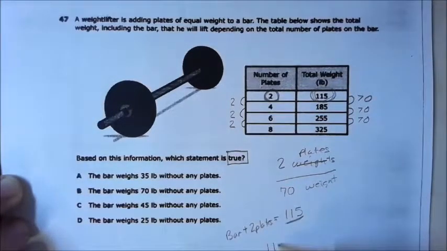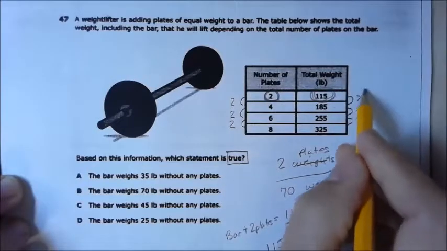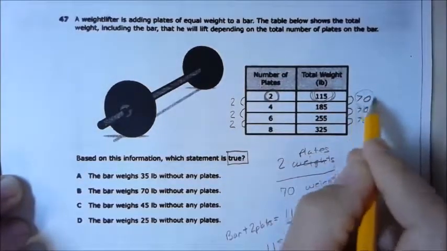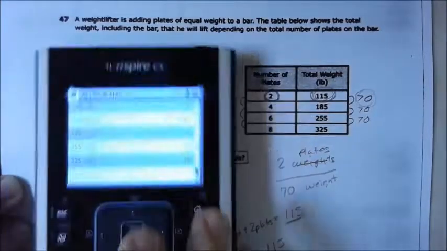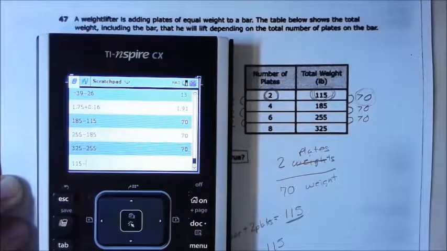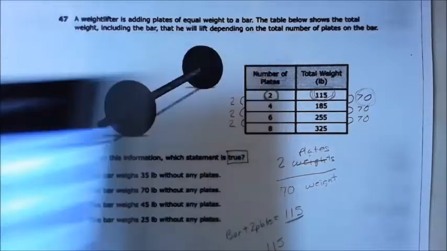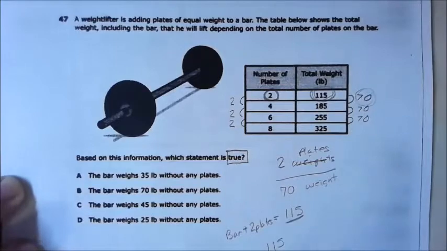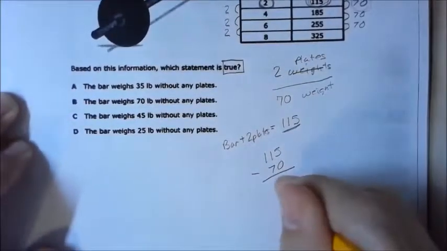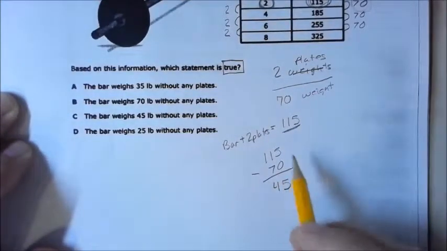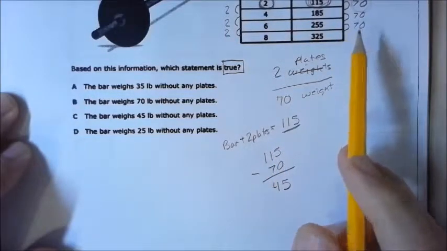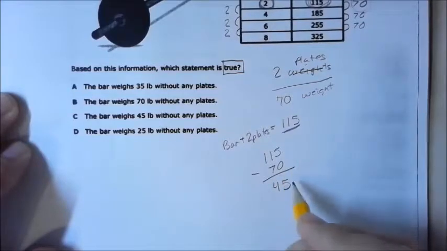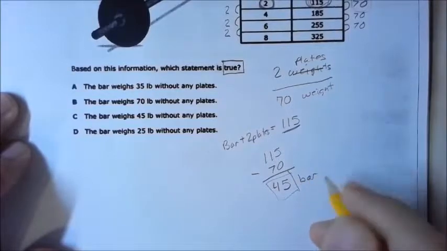So I'm going to take that 115, I'm going to subtract 70, because we know that adding 2 plates increases it by 70. So if I take away that 70, let's see what we come up with. We have 115 minus 70, and it gives us 45. So let me move this up so you can see what I'm doing. If I take that 115, subtract the 70, which is how much each 2 plates weighs, it gives us a number 45, and that tells me 45 must be what the bar weighs.